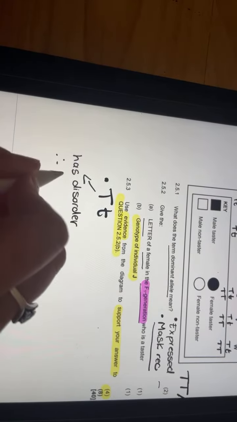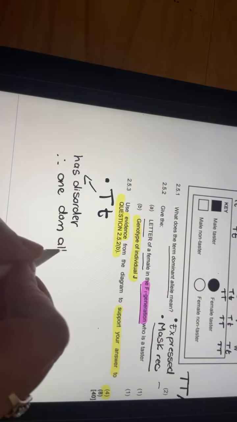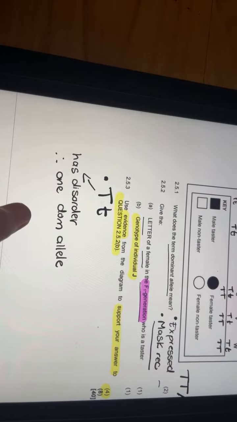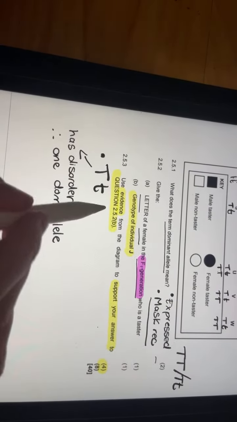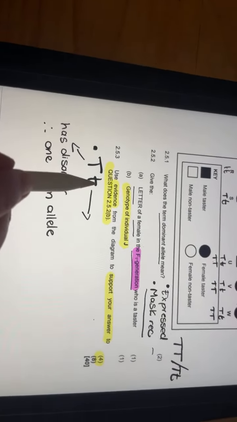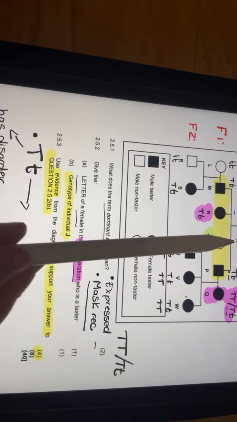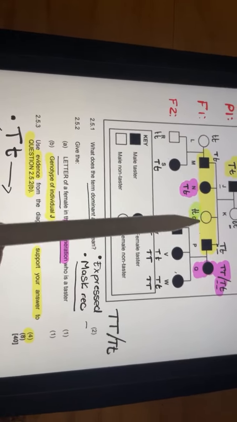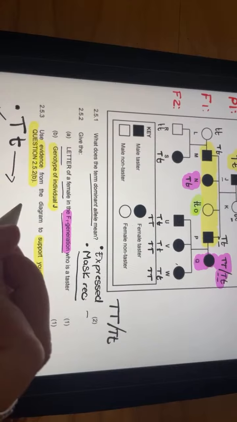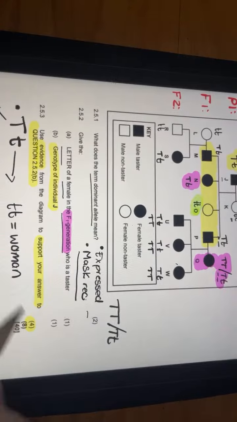Therefore, he has at least one dominant allele. Okay? First things first, that's your first little statement that you're going to make. The second thing is you need to now explain how you know what his other letter T is, the lowercase t over here. So you go up to his children and you say, well, he had a child with a woman who was two small t's.